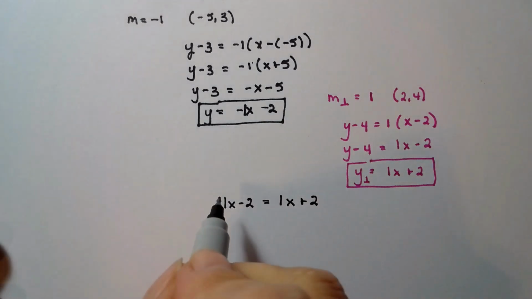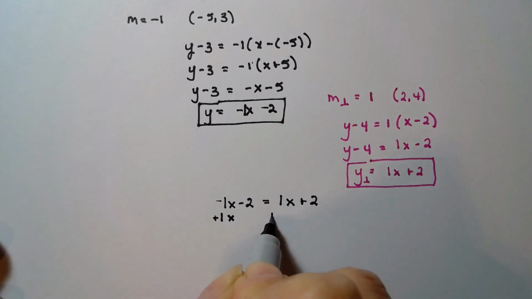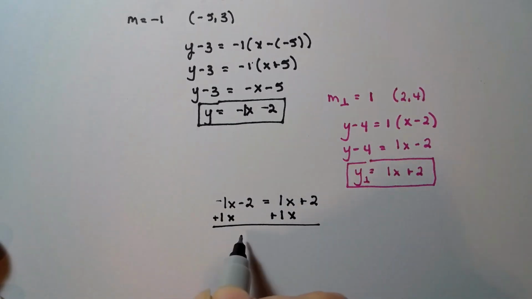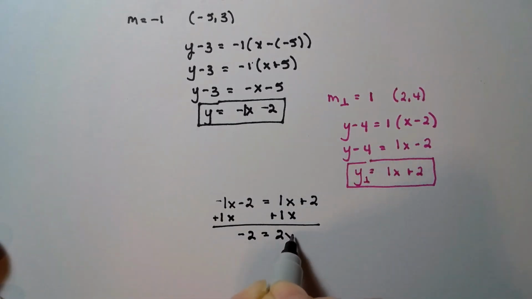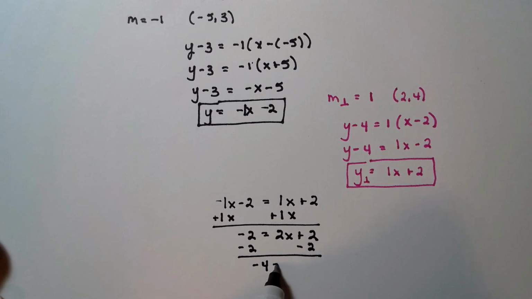Okay, so I'm going to add 1x to both sides. So I'm going to have negative 2 is equal to 2x plus 2. And then I can subtract 2 from both sides. So I have negative 4 is equal to 2x. And then if I divide by 2, I get that x is negative 2.